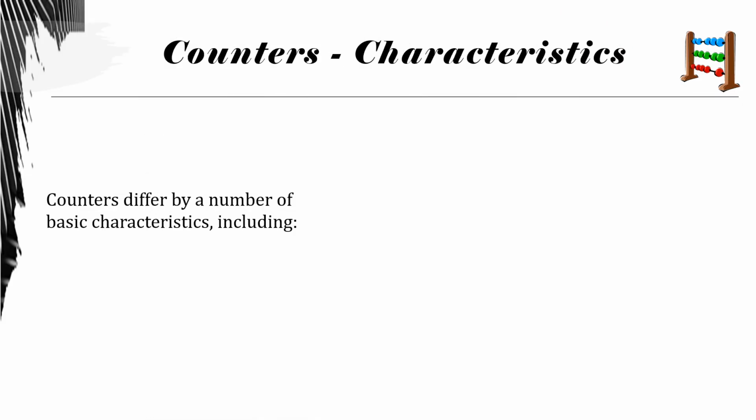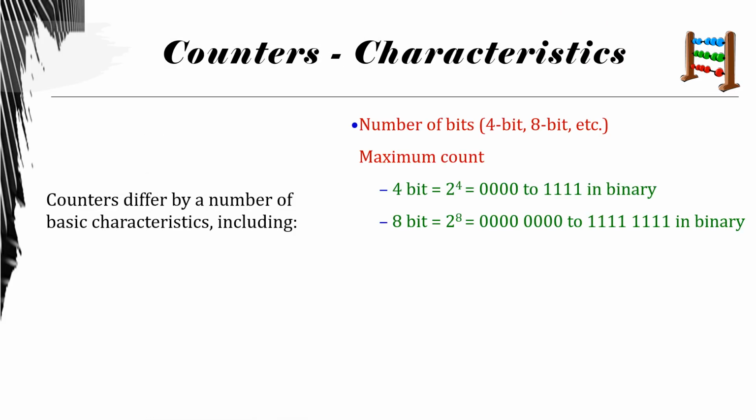Counters differ by a number of basic characteristics, including number of bits. The number of bits of a counter can be 4-bit, 8-bit, etc. If it is a 4-bit counter, then 2 raised to 4 different states will be there, and the various states are from 0000 to 1111.